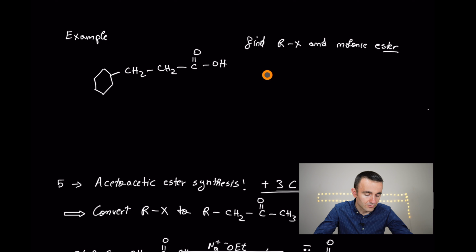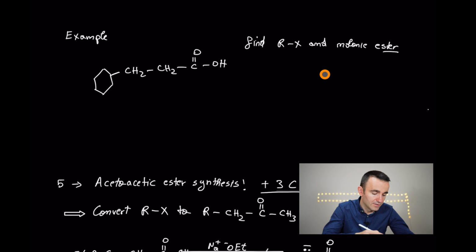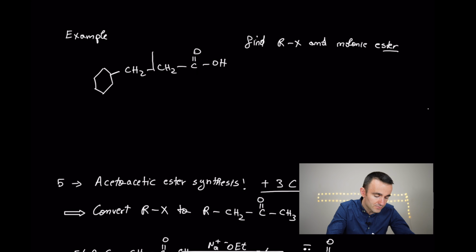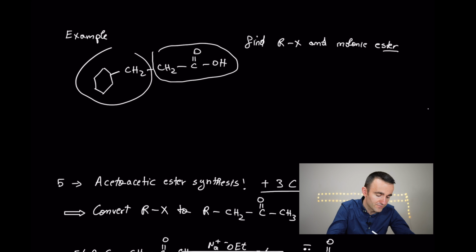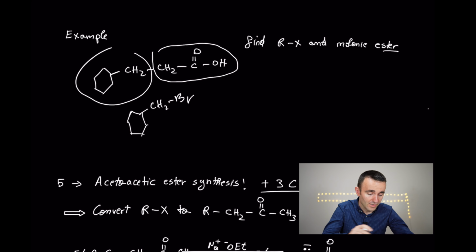Example, how you're going to find the RX and Malonic ester. So this part here is what comes from Malonic ester. This part here comes from the alkyl halide, right? For example, it's going to be this one. And this one is going to be the Malonic ester.